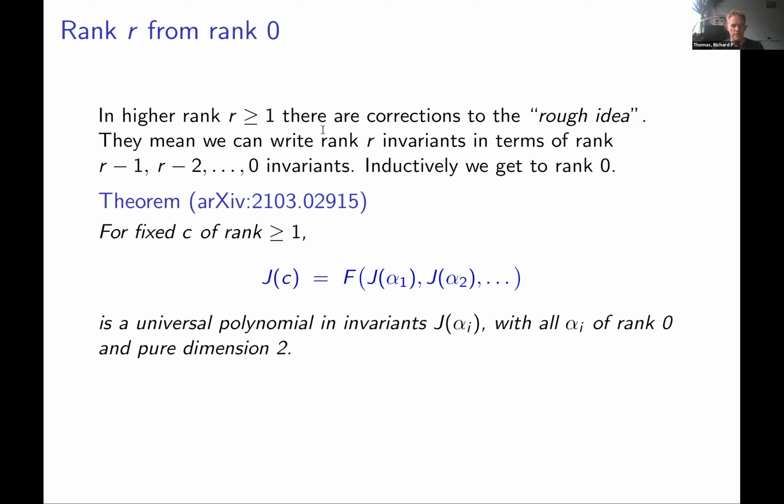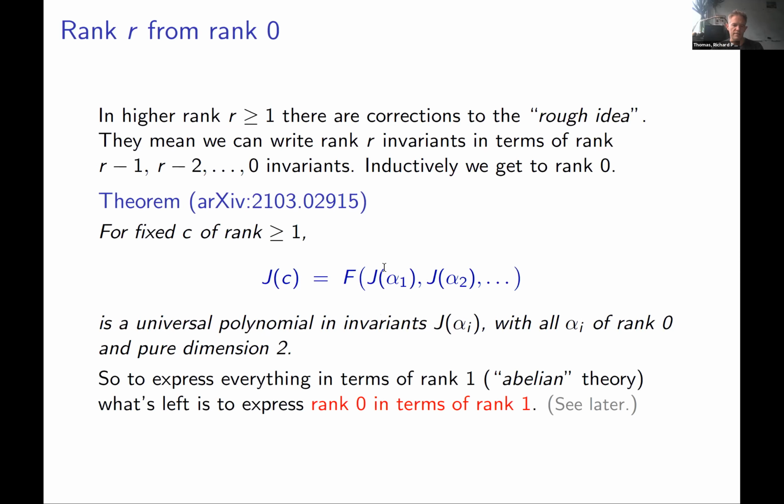This is, I think, the second paper listed on the first slide. We end up showing that any given DT invariant in rank R can be written as a universal polynomial in DT invariants in lower rank, in rank zero. So these all count sheaves of rank zero and actually pure dimension two. So they're like the ones on the previous slide. They always count sheaves which are supported on surfaces in the threefold. And there are countably many of these terms, but only finitely many of them contribute to this formula.